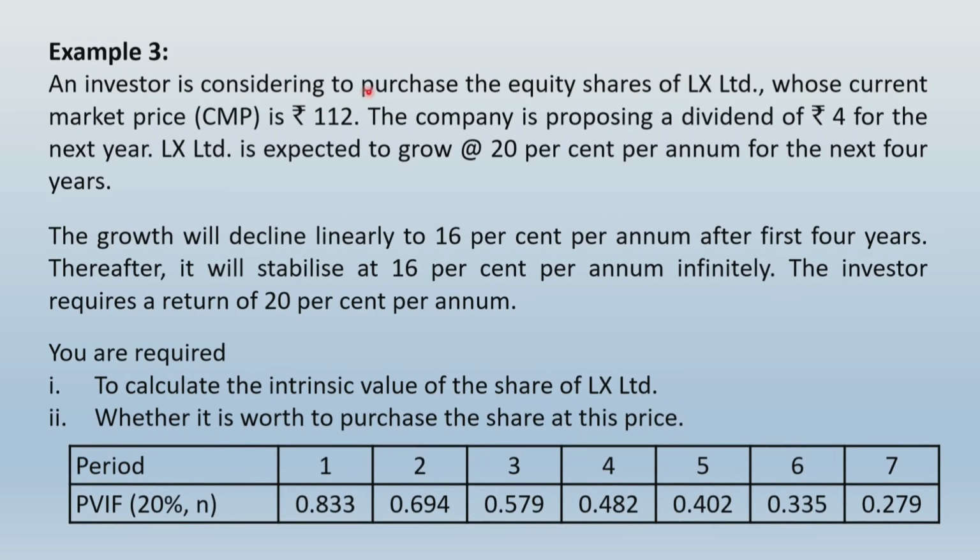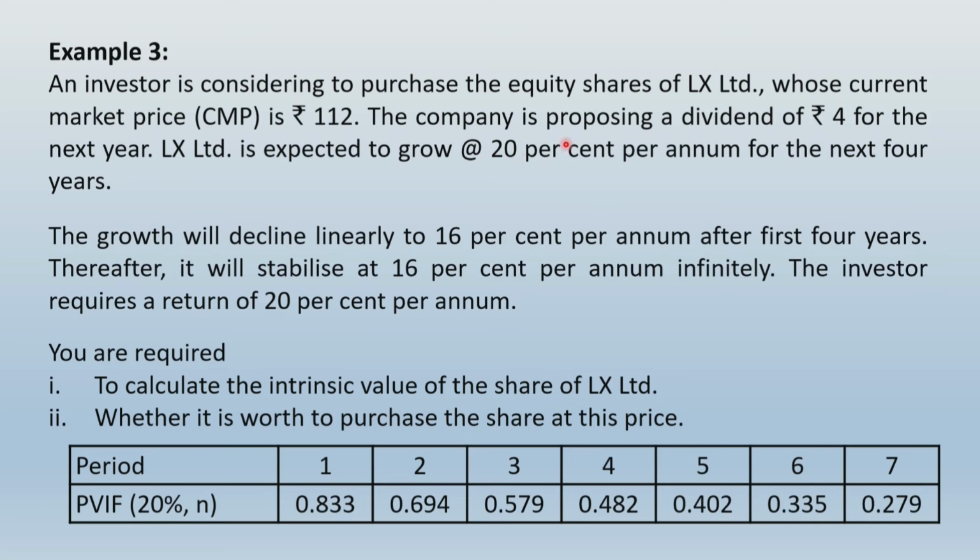It says, an investor is considering to purchase the equity shares of LX Limited, whose current market price is ₹112. The company is proposing a dividend of ₹4 for the next year. LX Limited is expected to grow at 20% per annum for the next 4 years. But guys, one thing, this line, the company is proposing a dividend of ₹4, that means this itself is D1. This is not D0. That means this has been computed after considering the 20% growth for the first year. So from now the dividends will grow at 20% for the next 4 years.